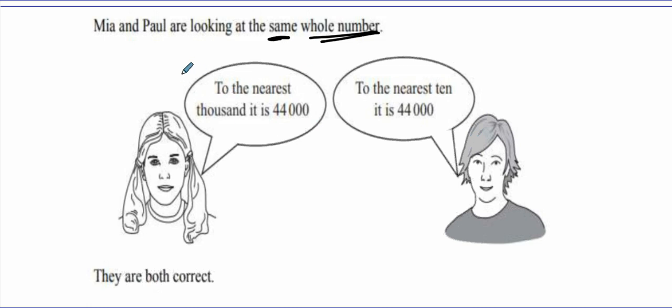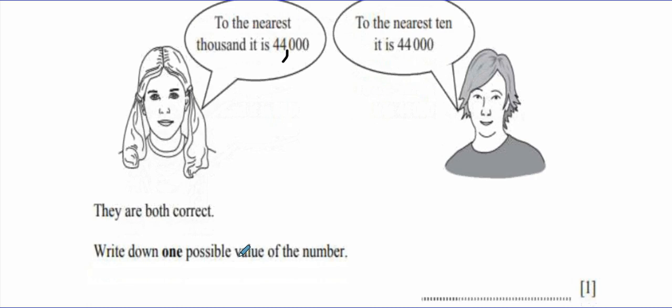If you take that number they are looking at and round it to the nearest thousand, Mia says the answer you get is 44,000. And Paul says if you round the same number to the nearest 10, it gives you 44,000. The question is, both of them are correct. Now write down one possible value of the number. Only one possible value of the number.